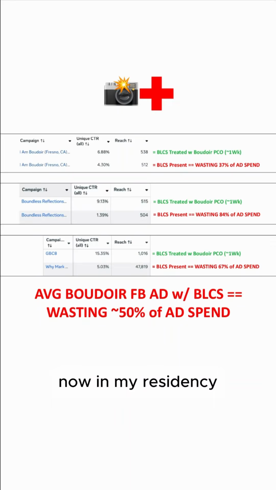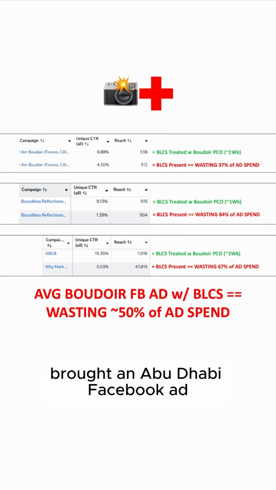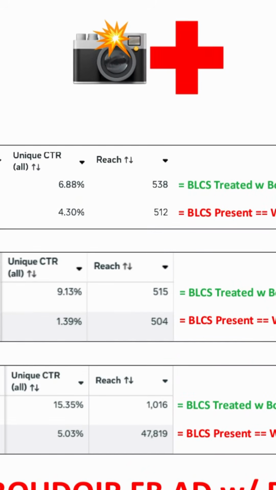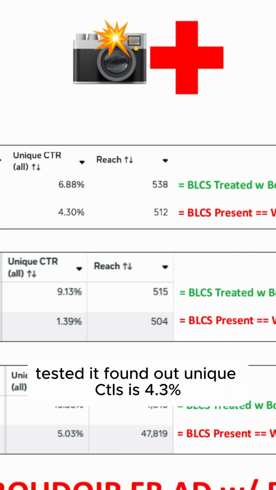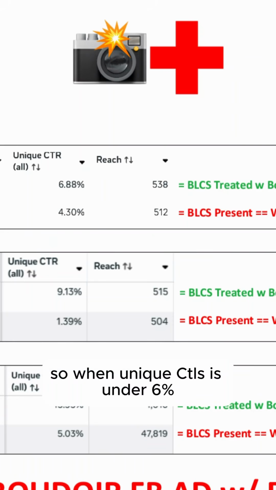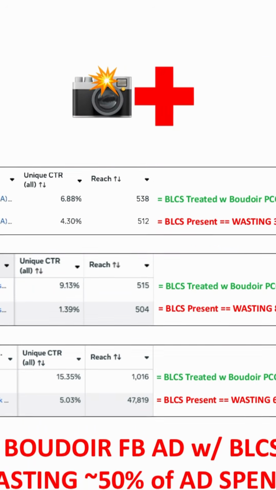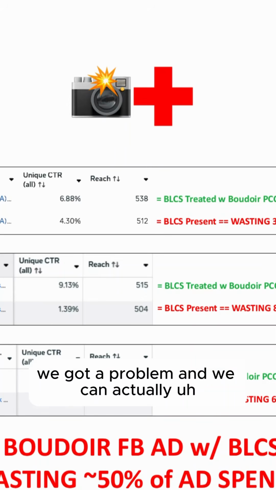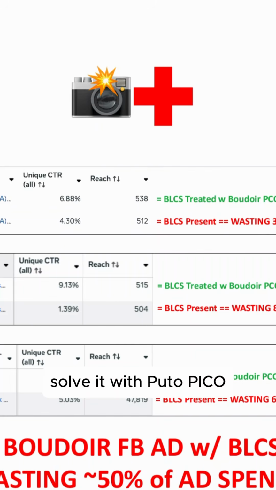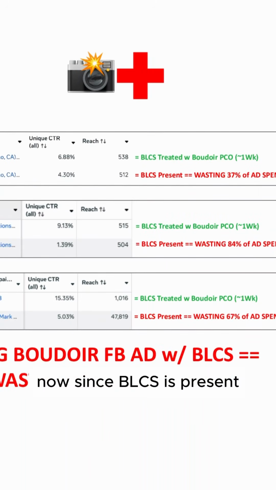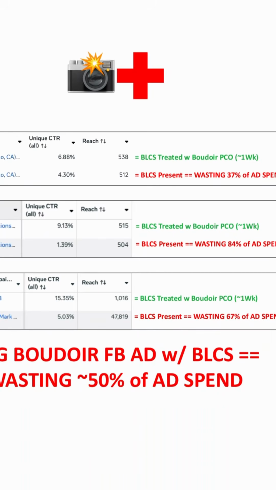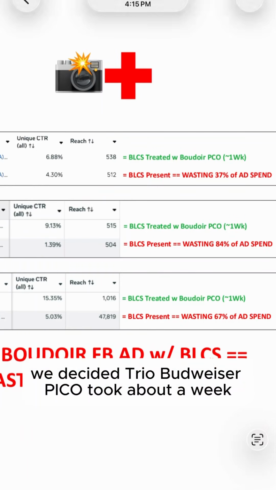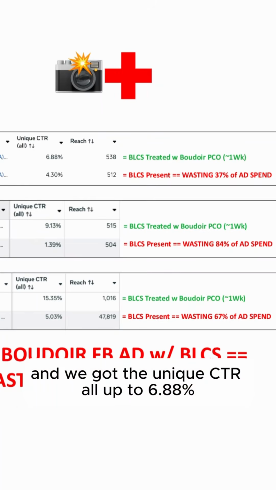Now, in my residency, I brought a Boudoir Facebook ad from out in the wild to the hospital, tested it, and found out its unique CTR is 4.3%. So when unique CTR is under 6%, we know that BLCS is present. And when BLCS is present, we got a problem and we can actually solve it with Boudoir PICO. Now, since BLCS is present, we decided to treat it with Boudoir PICO. Took about a week, and we got the unique CTR up to 6.88%.